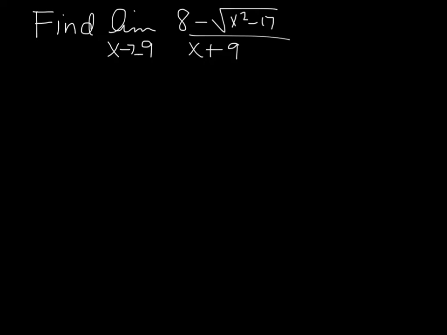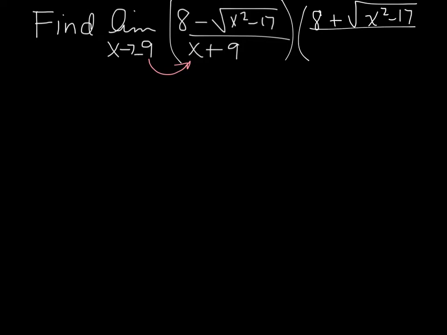Alright, we want to find this limit as x approaches negative 9. We can see already that we cannot plug in negative 9, so we need to do something, which in this case is to multiply by the conjugate. That means the opposite: 8 plus square root of x squared minus 17 over 8 plus square root of x squared minus 17.